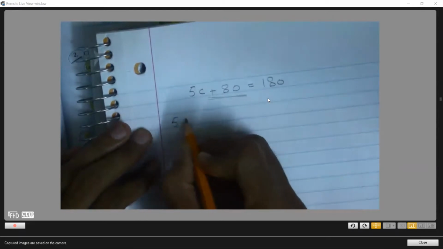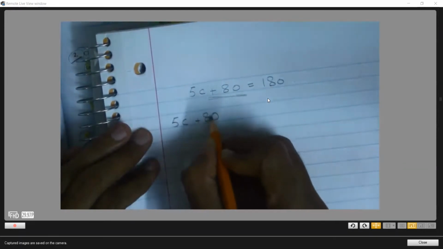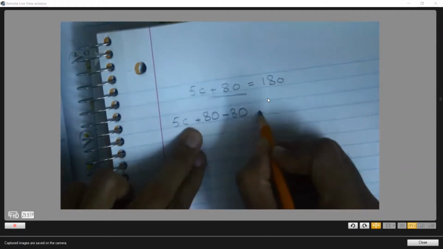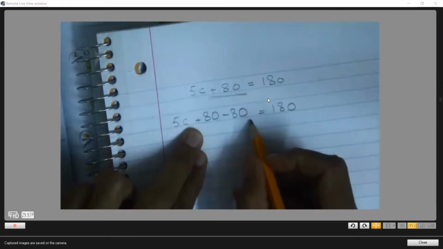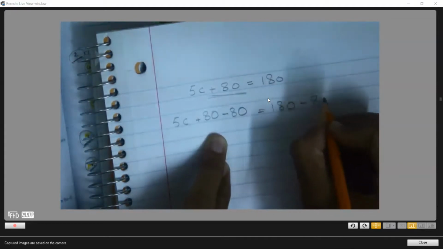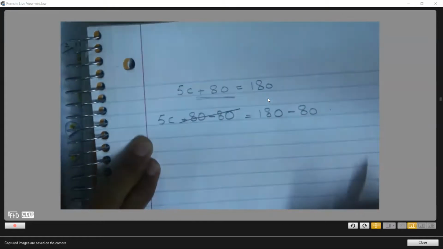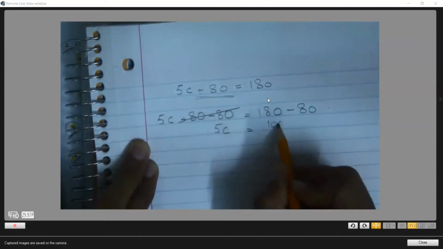Now I want to get rid of this, right? So what I do is plus 80. How can I get rid of this? By subtracting 80. If I'm doing anything on one side of the equation, I have to do the same thing on the other side of the equation. Minus 80. So plus 80 minus 80, gone, right? So 5C is equal to 180 minus 80, which is 100.